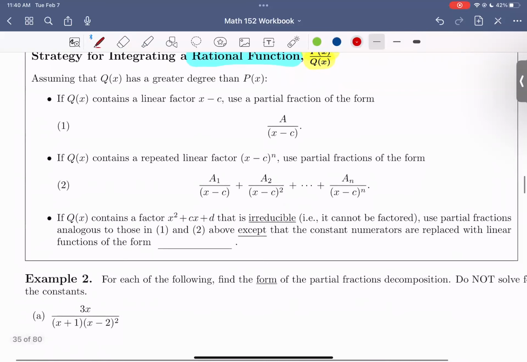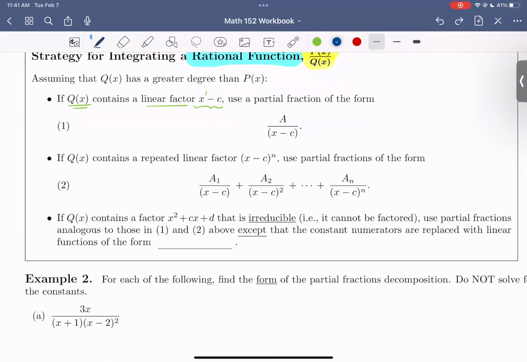If that denominator function, q of x, contains a linear factor, which means it has a factor that looks like x minus some constant, notice x minus c is the equation of a line. That's why we call equations of this form linear factors. Notice the power on x is just 1. If we're in this case, then we use a partial fraction of the following form: just one fraction that looks like a over x minus c.